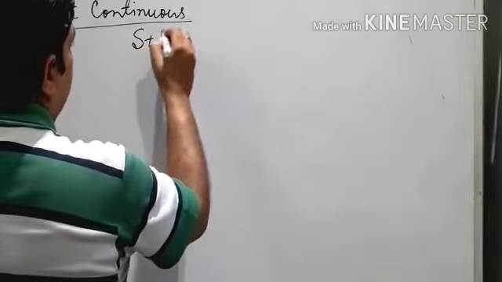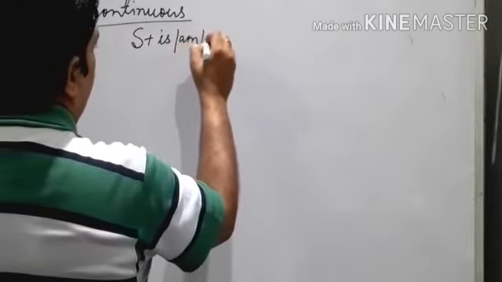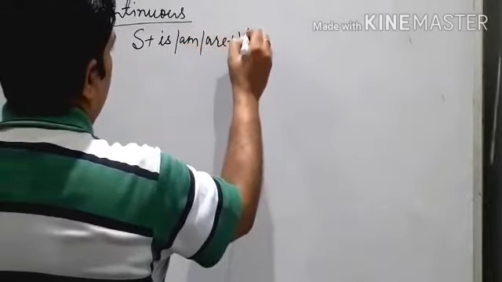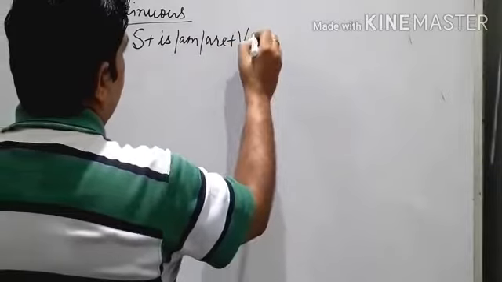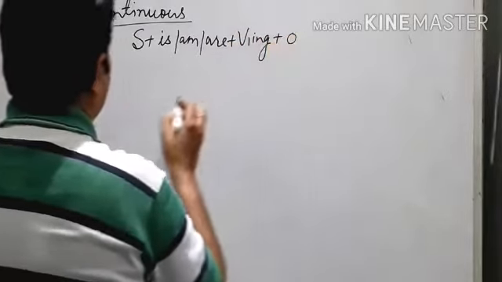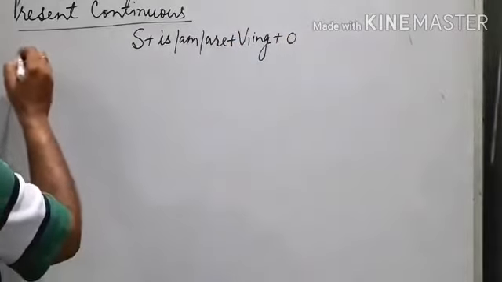See, the structure is quite simple. Subject, is/am/are, first form plus ing, and object. This is an affirmative sentence.